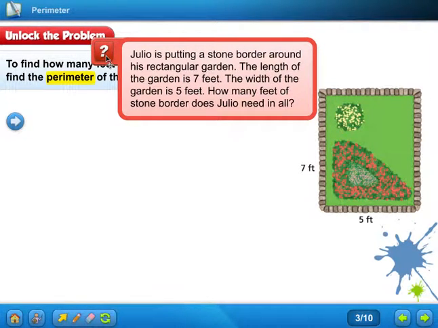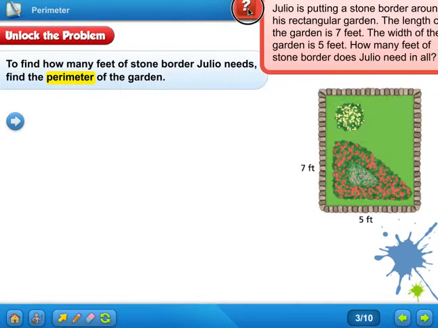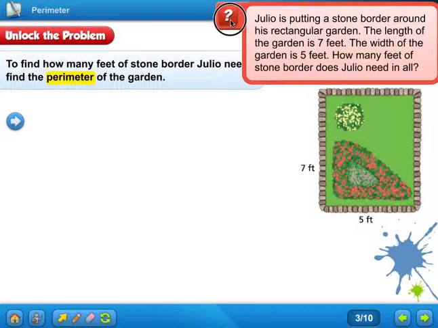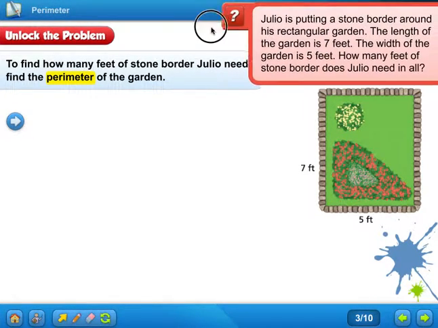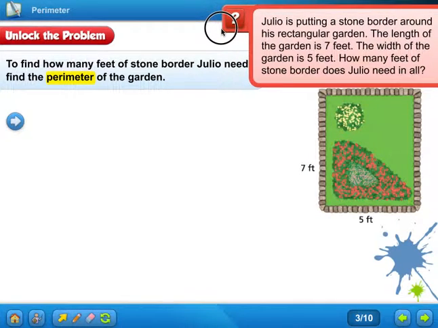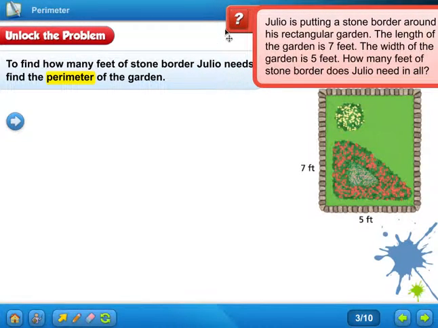Julio is putting a stone border around his rectangular garden. The length of the garden is 7 feet. The width of the garden is 5 feet. How many feet of stone border does Julio need in all? So in all together. I'm going to put that right here. You can still see it. Kind of cuts off the needs, but that's okay. Let's kind of scoochy it over right there.